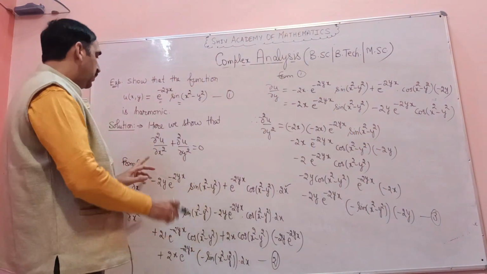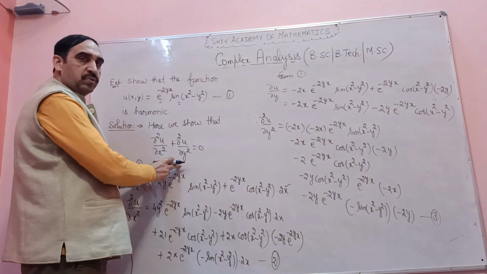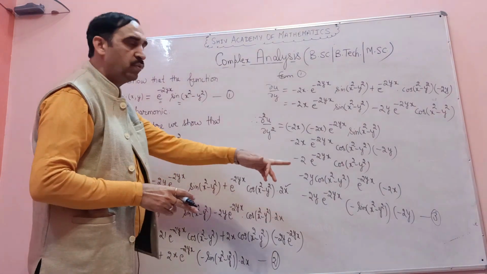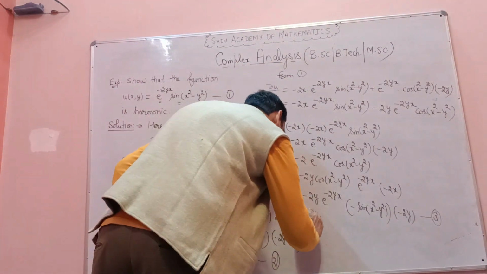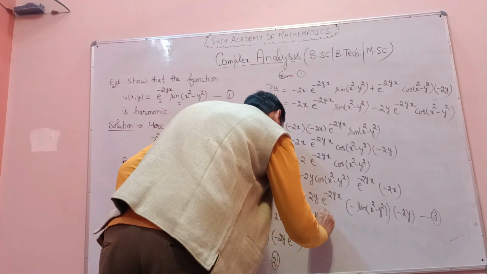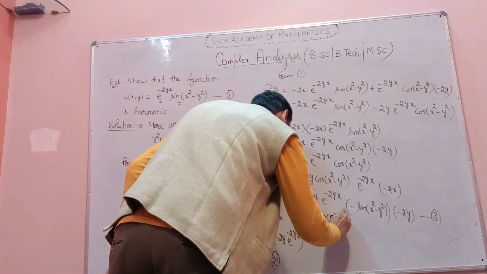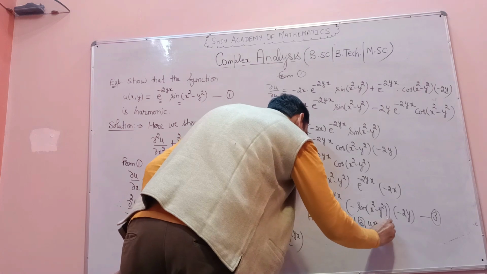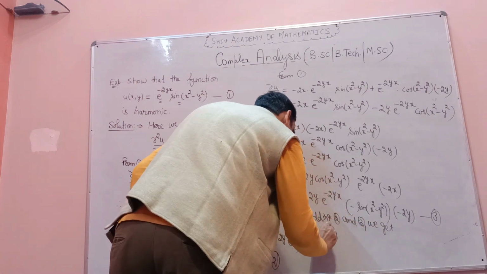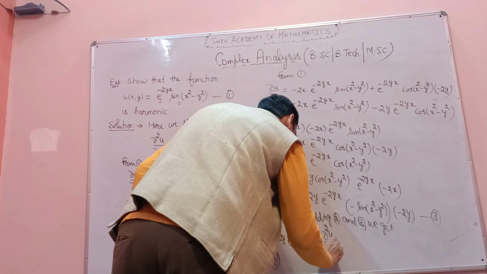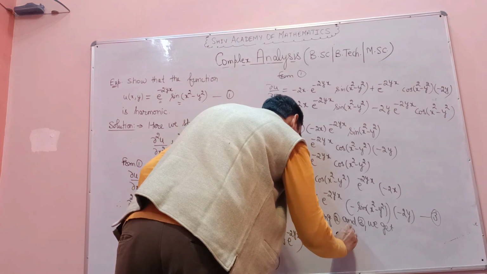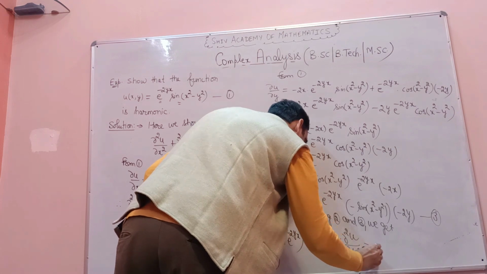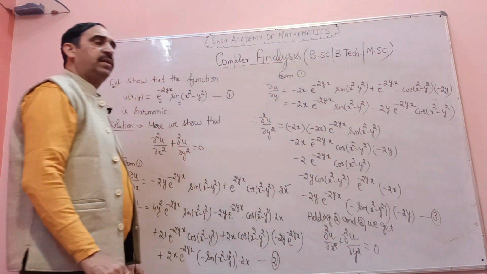So because we have to show that the sum of these two derivatives must be 0, if you have to show that this u is harmonic, so we add 2 and 3. Adding 2 and 3, we get, so what we get, left side is ∂²u/∂x² plus ∂²u/∂y². So dear students, when we simplify the right side, we will get 0.